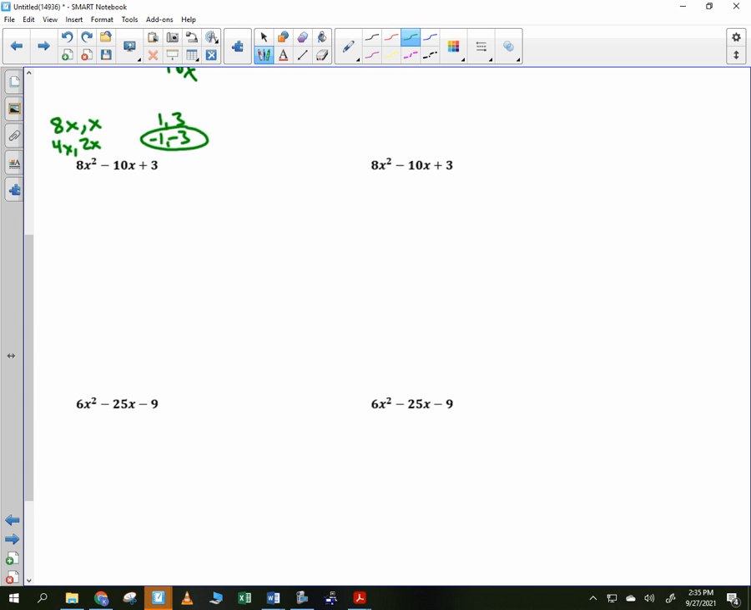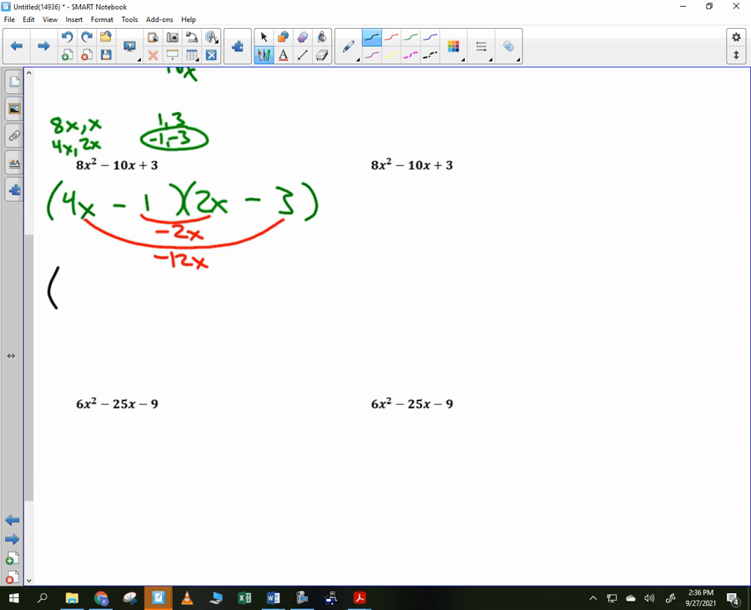All right, would you like to try the 4x and the 2x or the 8x and the x? It's up to you. 4x, 2x. We'll try a minus 1 and a minus 3. Negative 1 times 2x is negative 2x. 4 times negative 3x is negative 12x. Negative 2x and negative 12x, does that make negative 10x? It does not.